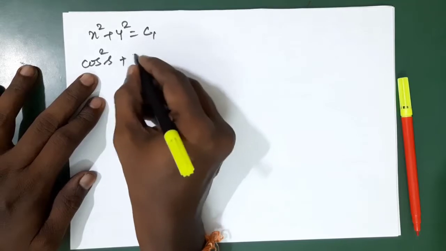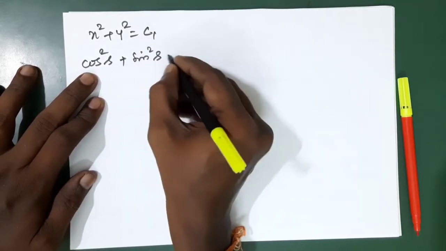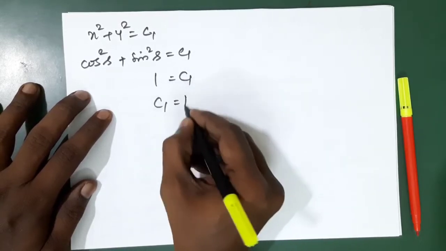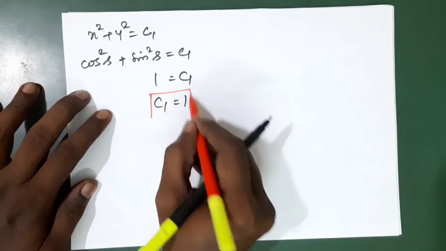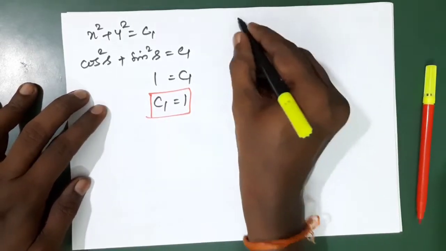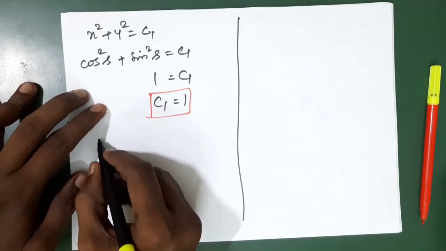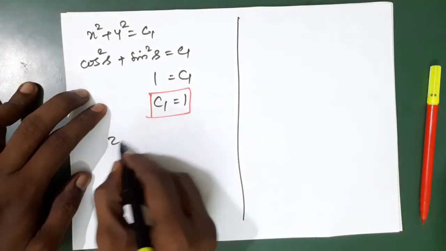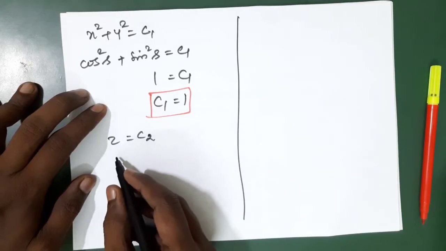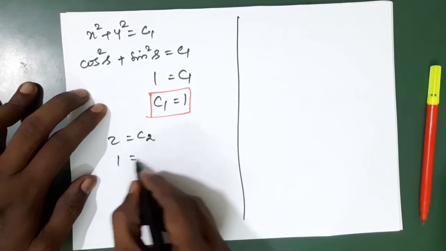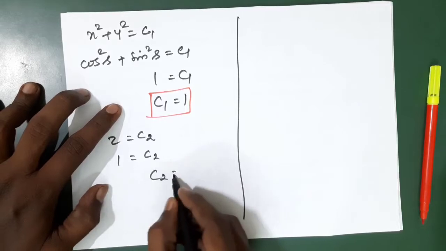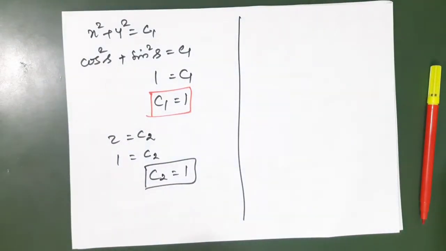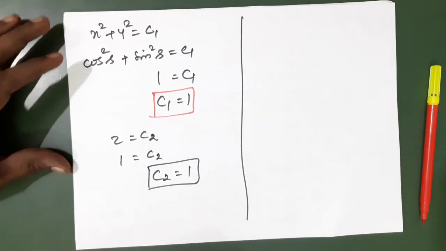Cos square s plus sin square s is equal to C1. What is this? 1. 1 is equal to C1. We are getting C1 is equal to 1. Next, what is the second? Z equal to C2. What is the Z value? Z value is given as 1. So 1 is equal to C2. Again, C2 is equal to 1. So what is the relation between C1 and C2?